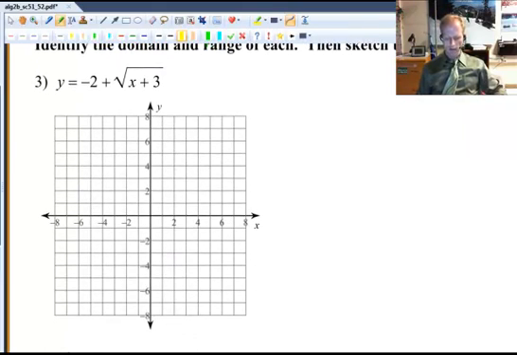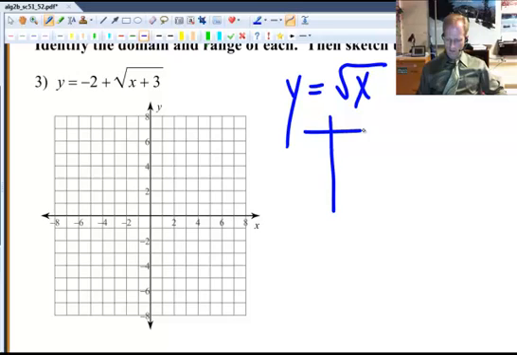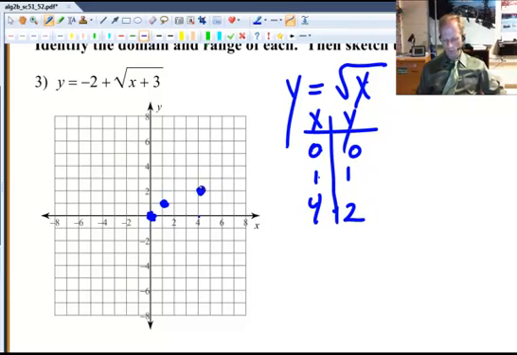All right, now I have a square root function to graph. So to do that, I always start by graphing the parent function, which in this case is going to be y equals the square root of x. So I want you to do 0, 1, and 4 in your table of values. And when I put 0 in for x, I get 0 for y. When I put 1 in for x, I get 1 for y. And when I put 4 in for x, I get 2 for y. So my points then are (0, 0), (1, 1), and (4, 2).